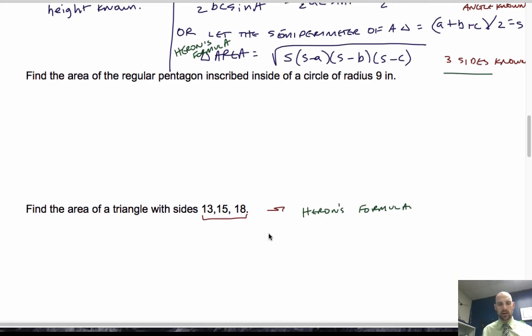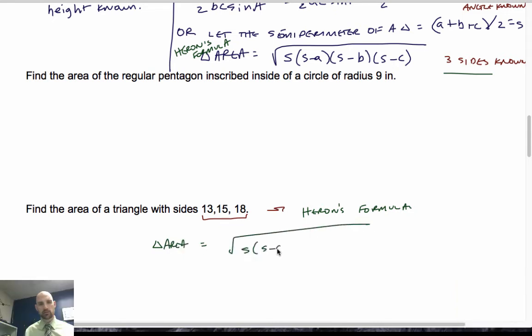I need to know that the area equals the square root of the semi-perimeter times the semi-perimeter minus A times the semi-perimeter minus B times the semi-perimeter minus C. Well, what do I obviously need to know? A, B, and C. Oh, got it. I also need to know the semi-perimeter. So semi-perimeter is equal to A plus B plus C divided by 2. So 13 plus 15 is 28, plus 18 would be 46. So 46 divided by 2 is equal to 23.